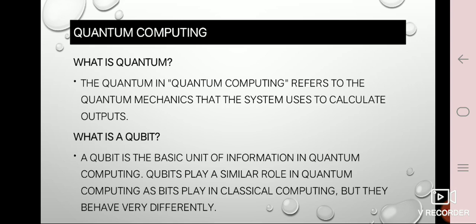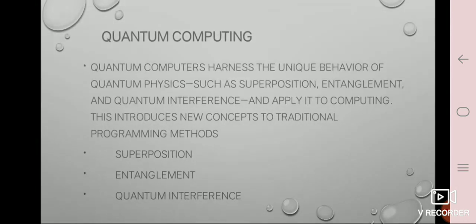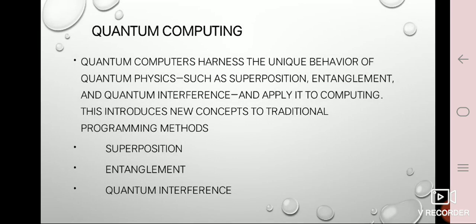A quantum computer does not use bits to store information. Instead, it uses something called qubits. Each qubit can not only be set to 1 or 0, but it can also be set to 1 and 0. So what is quantum computing? Quantum computers harness the unique behavior of quantum physics such as superposition, entanglement, and quantum interference, and apply it to computing. This introduces new concepts to traditional programming methods.